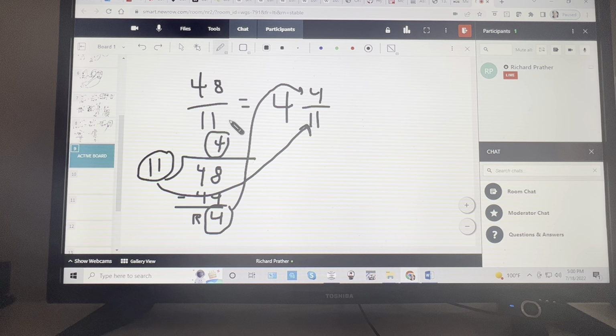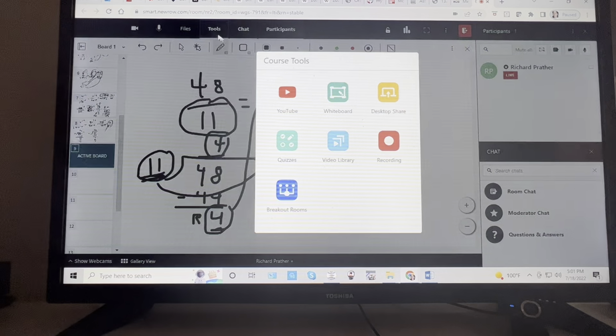In other words, we were trying to divide by 11. We were able to do it 4 times, but not exactly 4 times. We were a little short of that. And then the remaining 4 wasn't able to still divide by 11. So I just leave that there, and then I was able to do it 4 times other than that. So 4 and 4 elevenths is the way this is read.